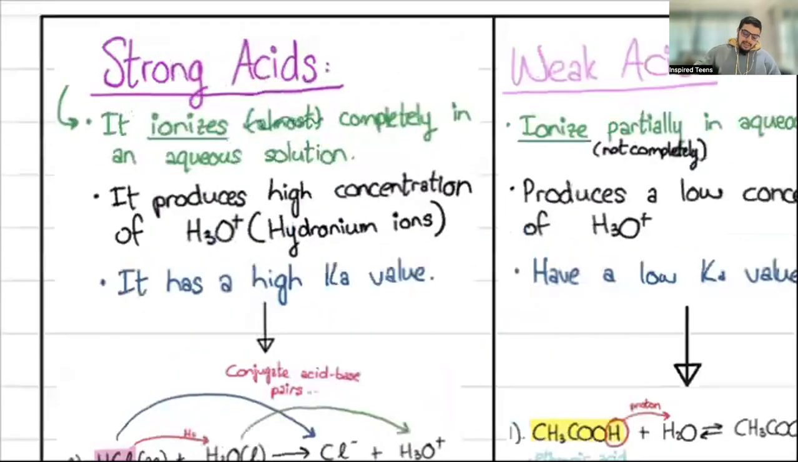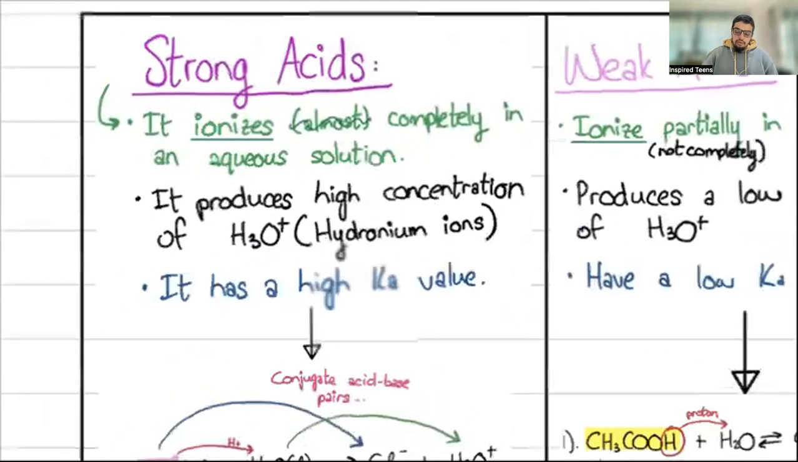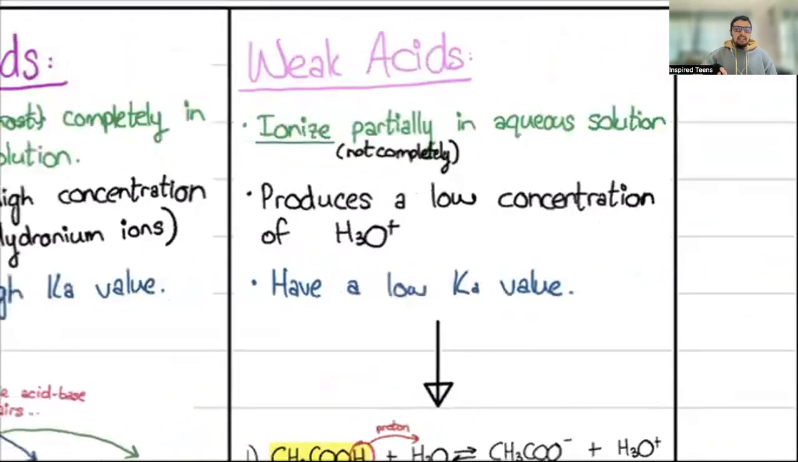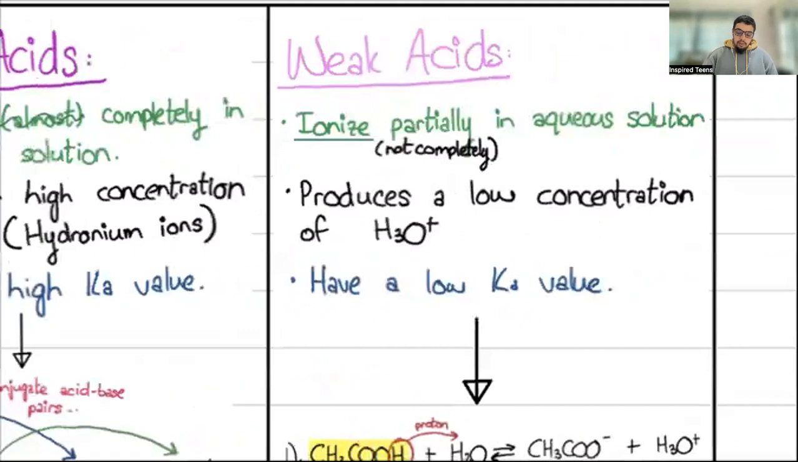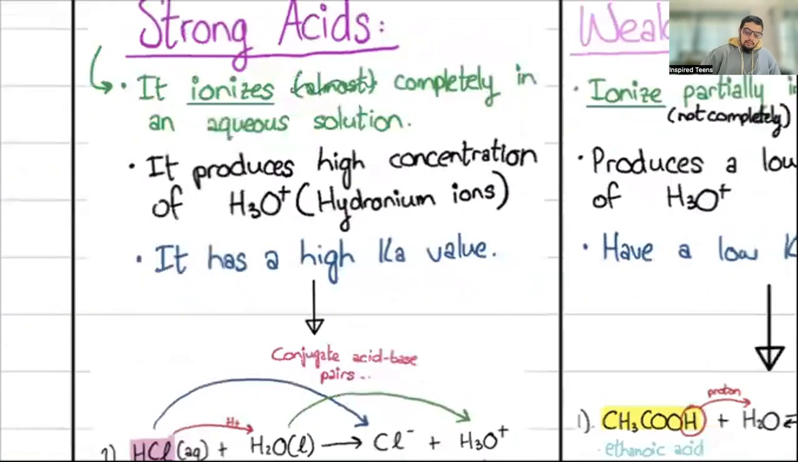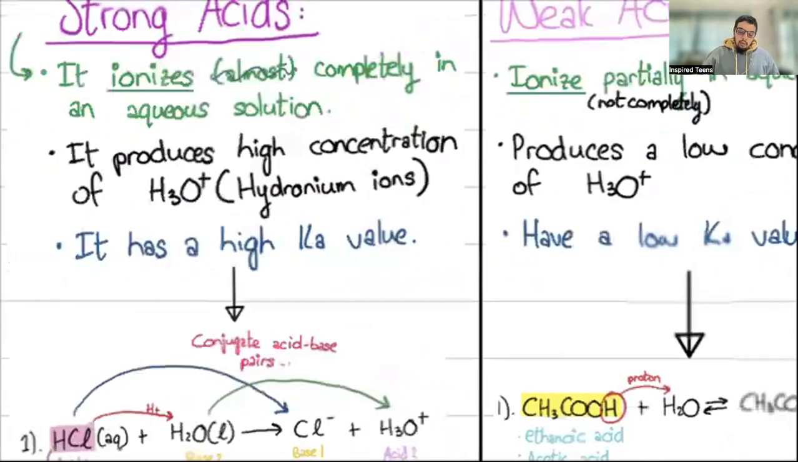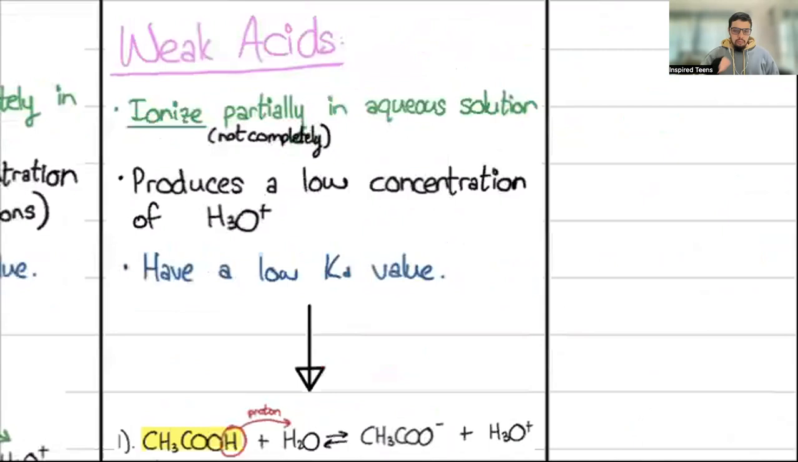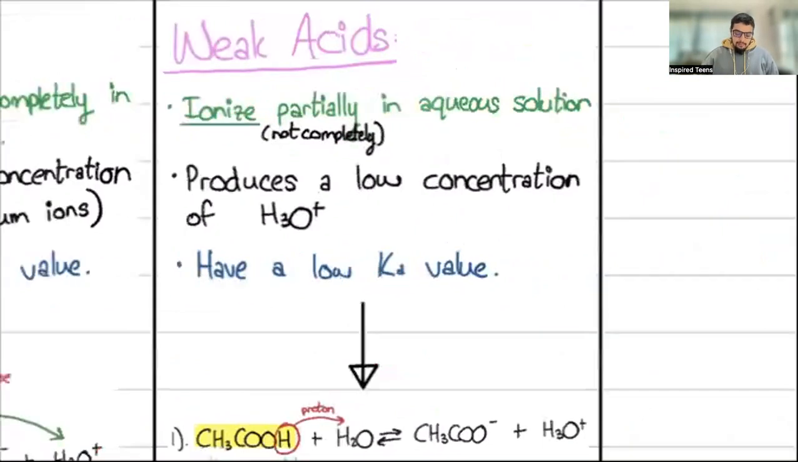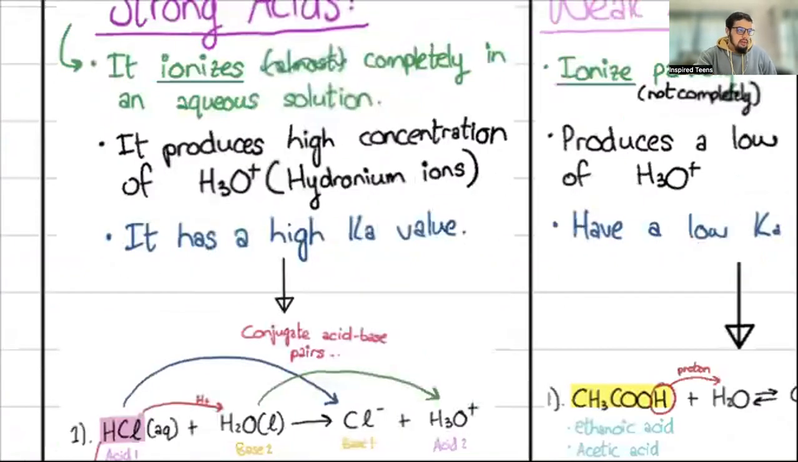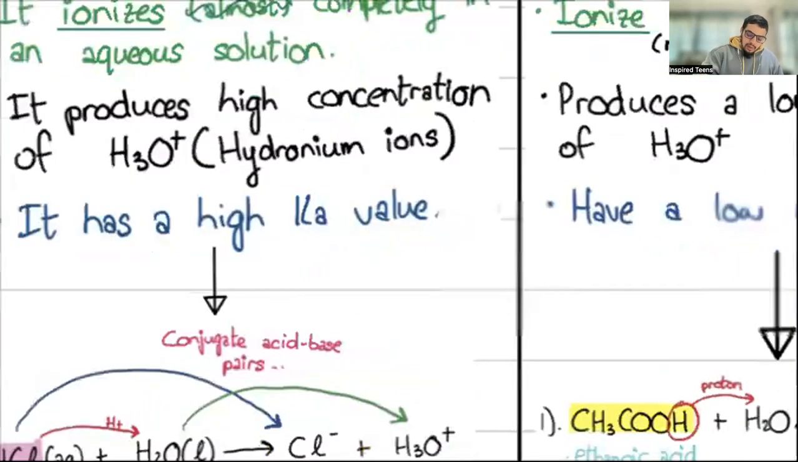A strong acid ionizes completely in an aqueous solution, but a weak acid ionizes partially in an aqueous solution. Then we look at the second point. A strong acid produces a high concentration of hydronium ions. We'll re-explain this one in a bit when we discuss the other definition of acids and bases. While a weak acid produces a low concentration of H3O+ ions. And then a strong acid has a high Ka value and a weak acid has a low Ka value. So what is a Ka value?